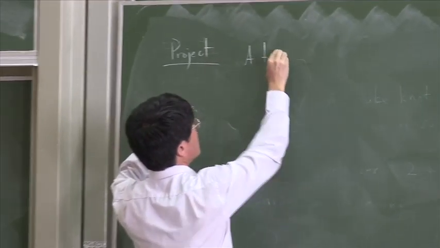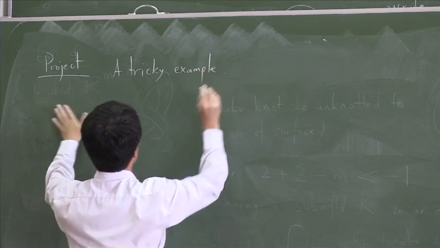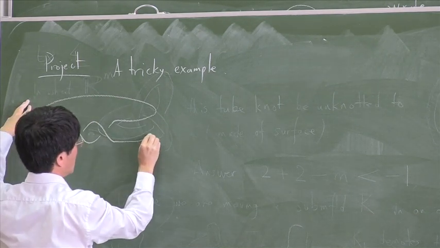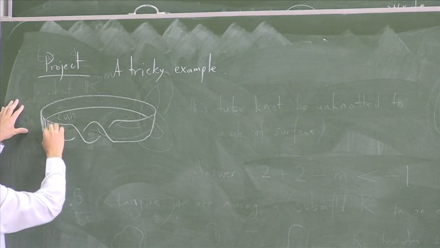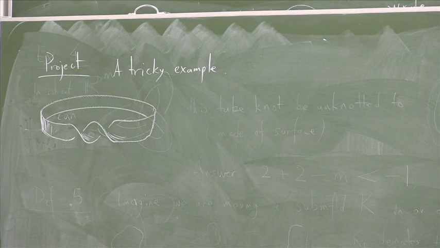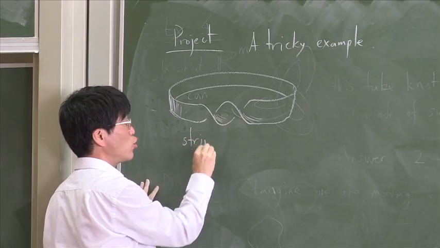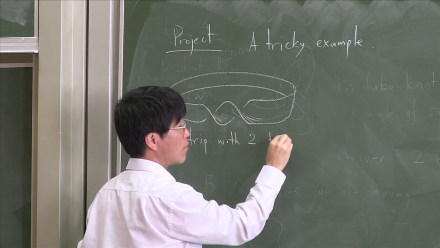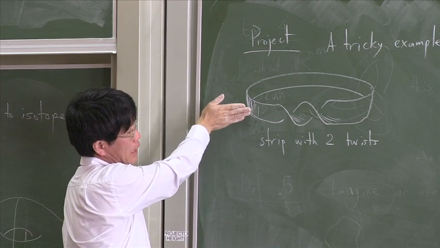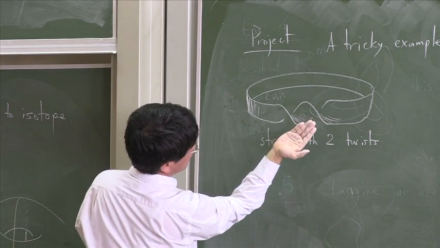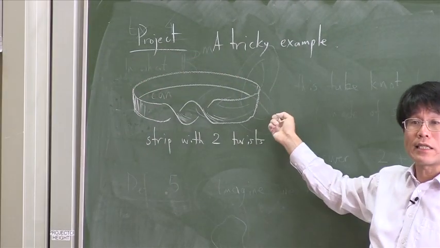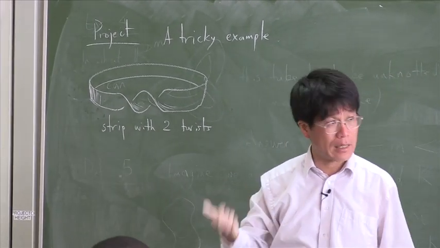A tricky example. Let us consider this strip. Do you see what I have just drawn? It is a movie strip with two twists. Now, if I start sliding my hand on this side, here I go in the back, and then after one more twist I go in front, and then I go all the way in the rear and come back. So this surface has two sides. It's not like a Möbius strip, which is one-sided. It has two sides. It's orientable.